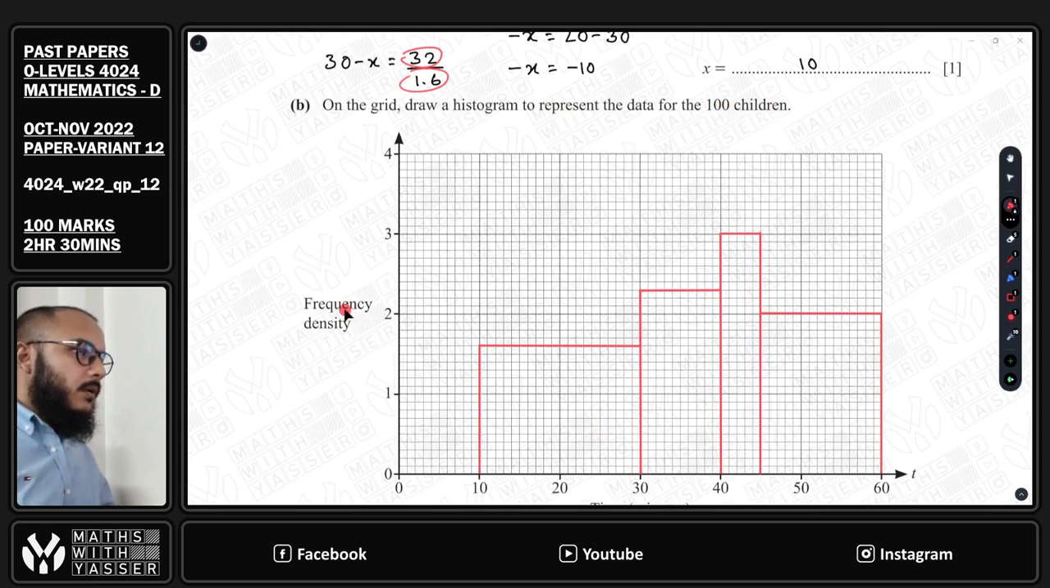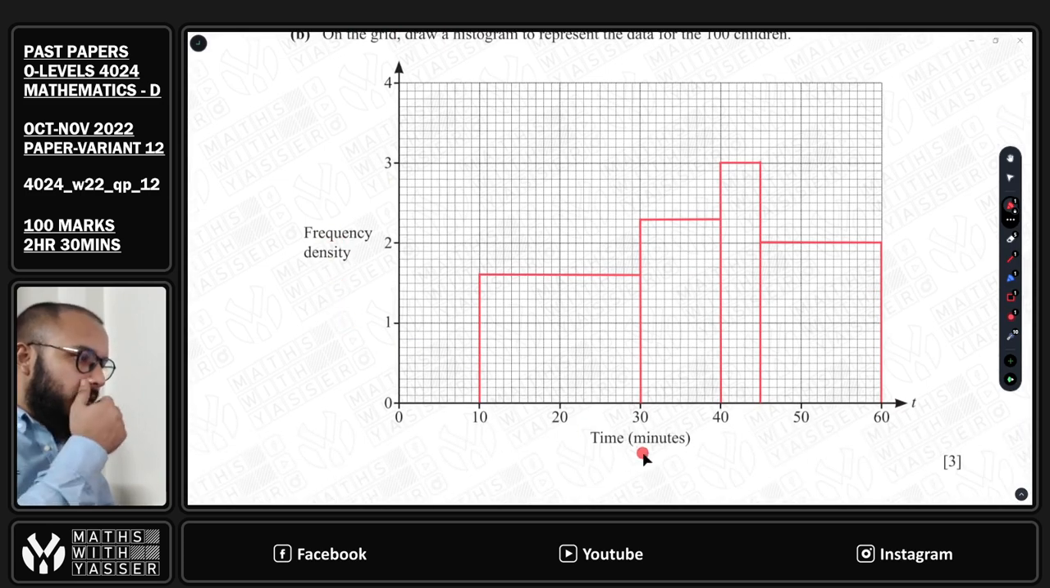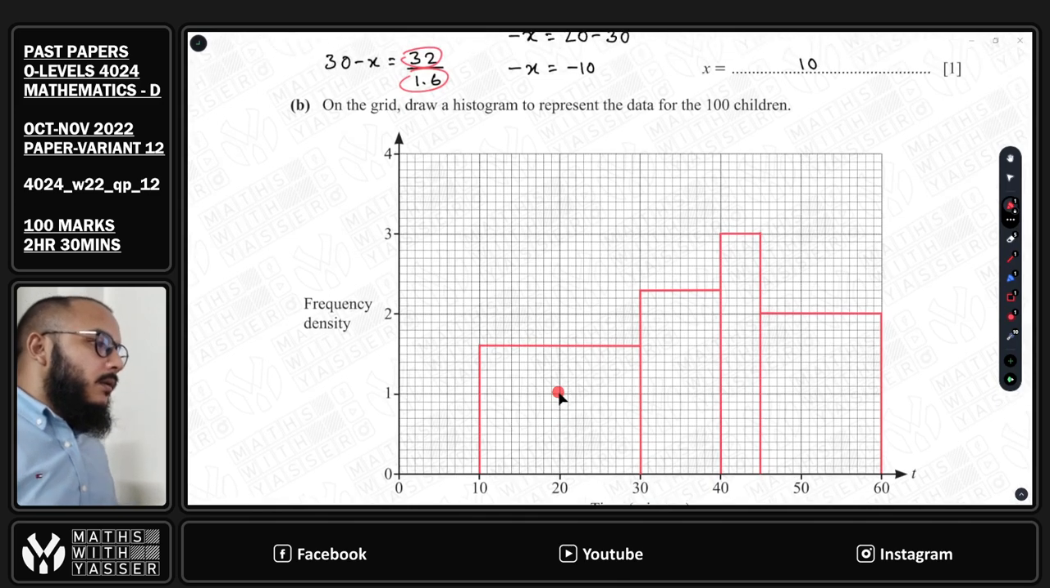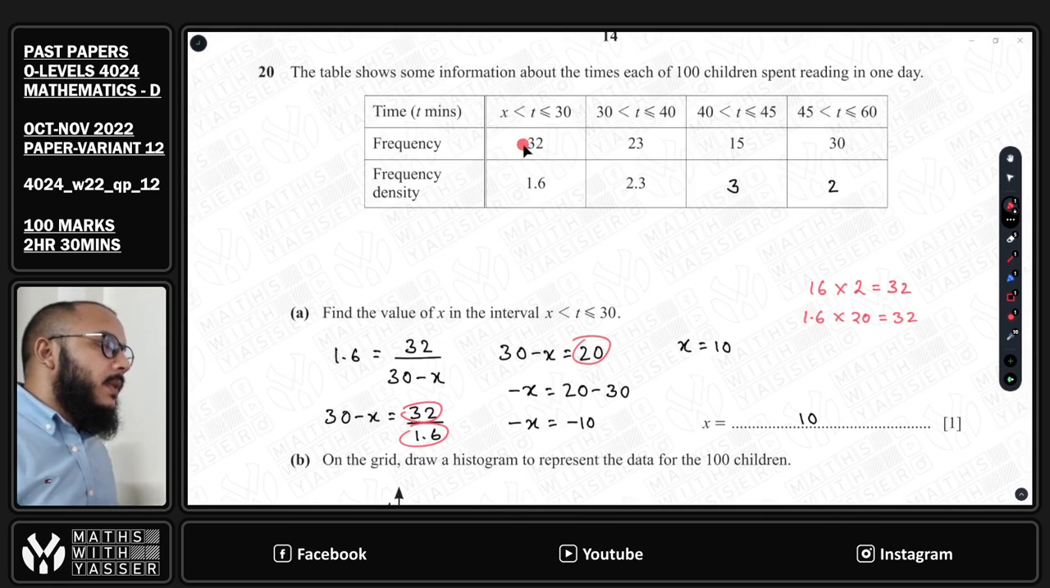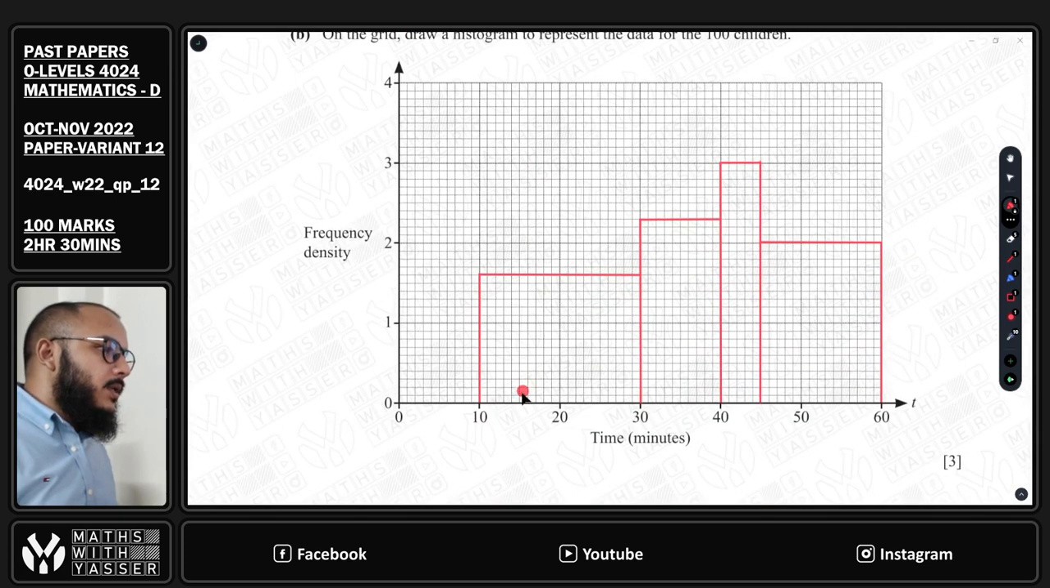So they have already provided that on the y-axis it should be frequency density, as the class widths are unequal, and we have time on the x-axis. So we got the value of x, so the first interval is between 10 to 30, and the frequency density is 1.6. So between 10 to 30, we have 1.6 over here.